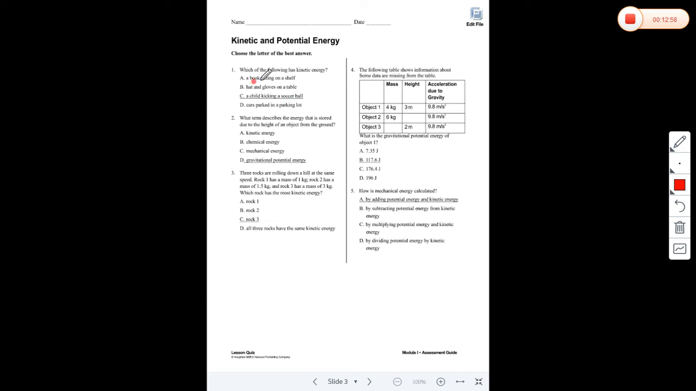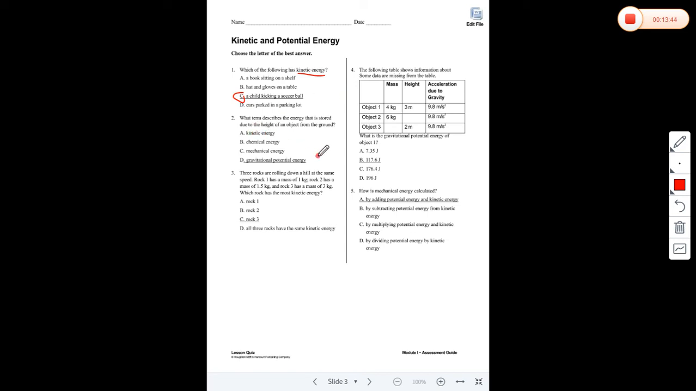Okay, which of the following has kinetic energy? We need an example of kinetic energy: a book sitting on a shelf, hat and gloves on a table, a child kicking a soccer ball, cars parked in a parking lot. Letter A, letter B, letter D, there is no movement, right? So we say that kinetic energy must be in an object in case of motion. So the letter C will be the right answer. A child kicking a soccer ball.